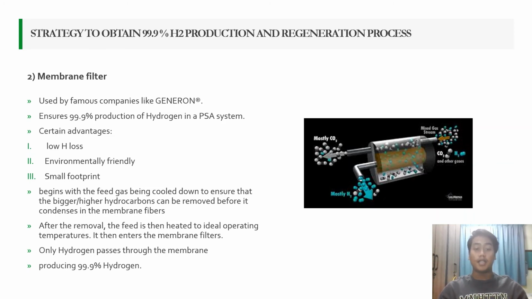This method begins with the feed gas being cooled down to ensure that the bigger or higher hydrocarbons can be removed before they condense in the membrane fibers. After the removal, the feed is then heated to ideal operating temperatures. It then enters the membrane filters. Only hydrogen passes through the membrane, thus producing 99.9% hydrogen.